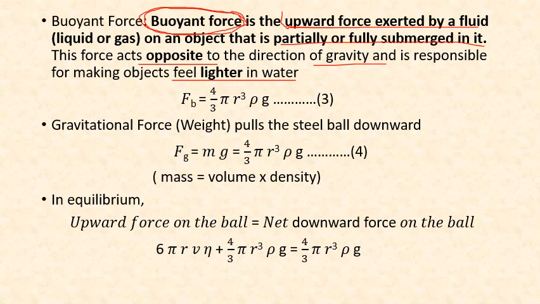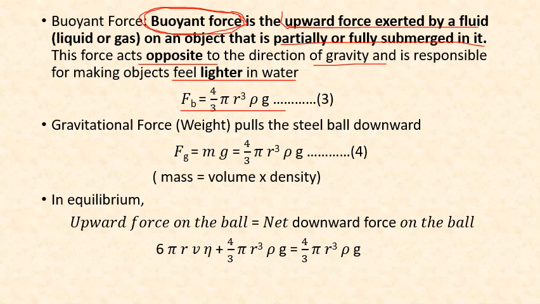Now this buoyant force is given by Fb, which equals volume into density rho of the liquid displaced, into gravitational acceleration g. This gives the buoyant force. Understood? The buoyant force acting on the steel sphere is equal to 4 by 3 pi r cube rho g. Take this as equation 3.